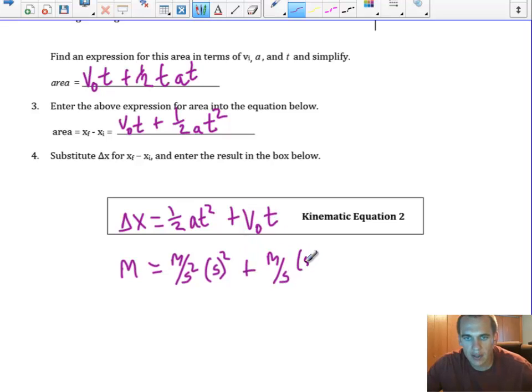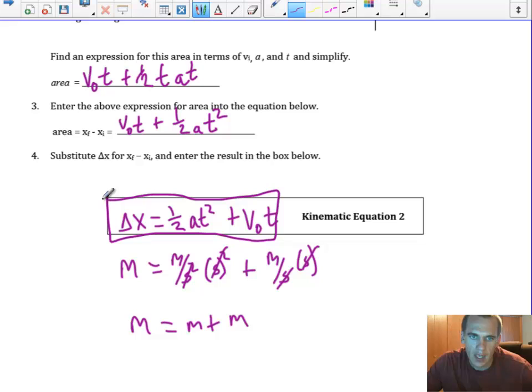Time is seconds. So did these work? Well, that second cancels, that second squared cancels that second squared. So we end up with meters equals meters plus meters, which is perfectly legitimate. So dimensionally this works, and algebraically it works as well. This second kinematic equation, we use this equation a lot. It comes into a lot of problems.